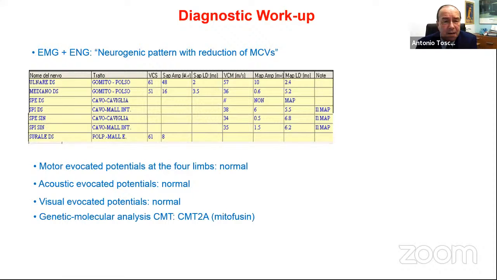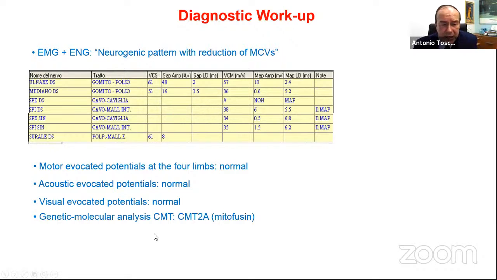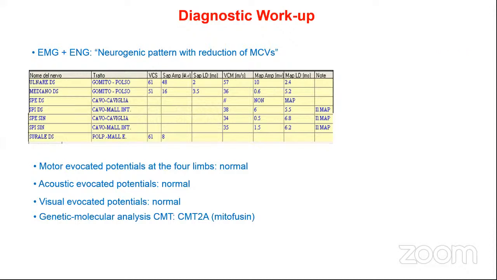So she was examined, and from the neurophysiological point of view, there was a neurogenic pattern with reduction of sensory conduction velocities, whereas the evoked motor potentials were all normal, so this excluded a number of other possibilities. And because the clinical aspect resembled Charcot-Marie-Tooth, she was investigated from the genetic point of view, and she really had a mitofusin deficiency. So this is one of the cases involved in motility, fission and fusion.